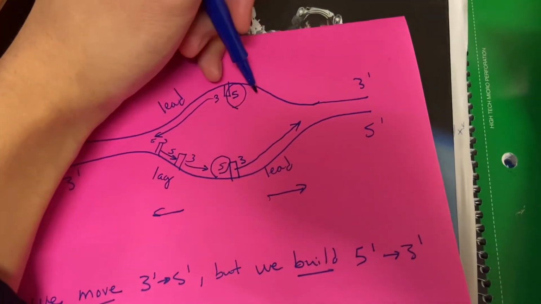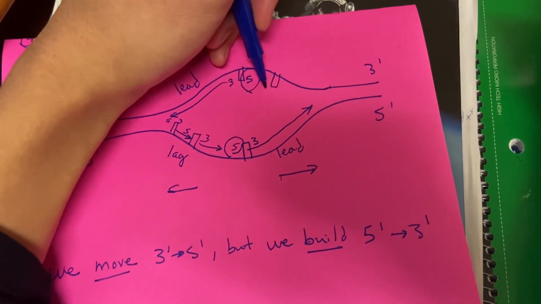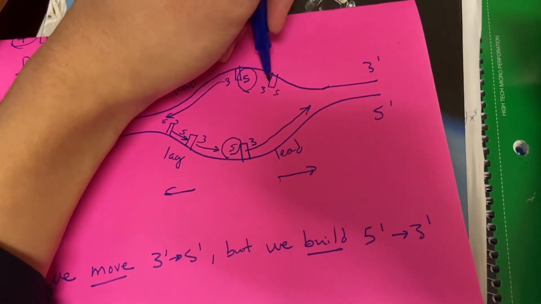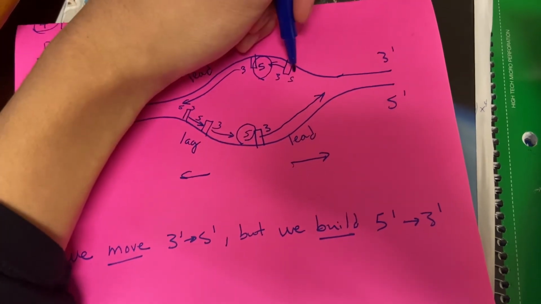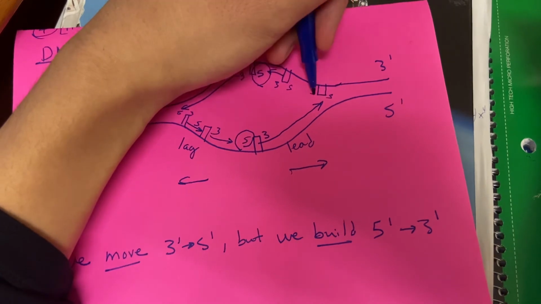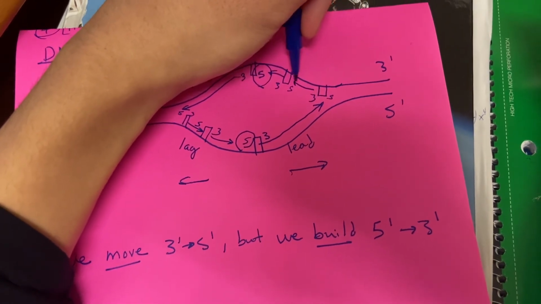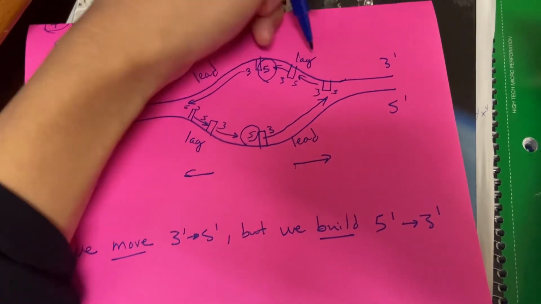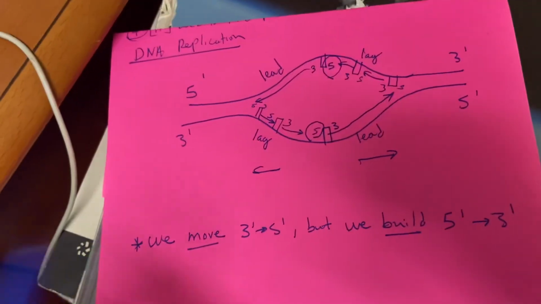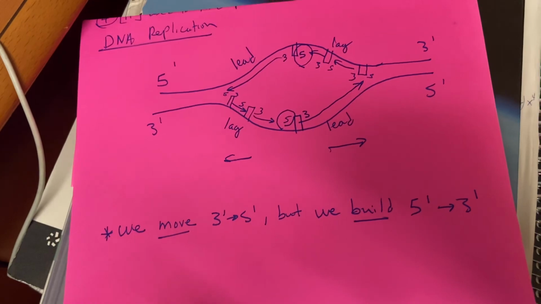And up here, it's the same idea. A primer going from 3 to 5. And we always have to move from 5 to 3. Helicase opens up the bubble a little more. And once again, we go 5 to 3. So this is also a lagging strand. So notice there are 4 things happening at the same time. And that's how you determine direction of leading and lagging.